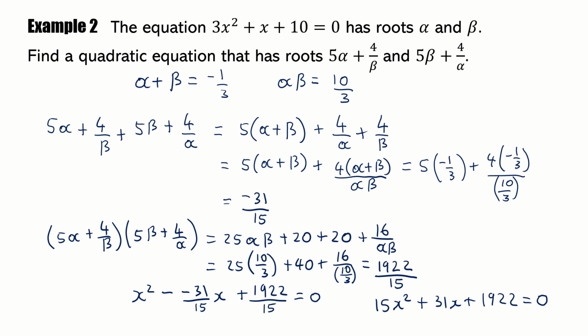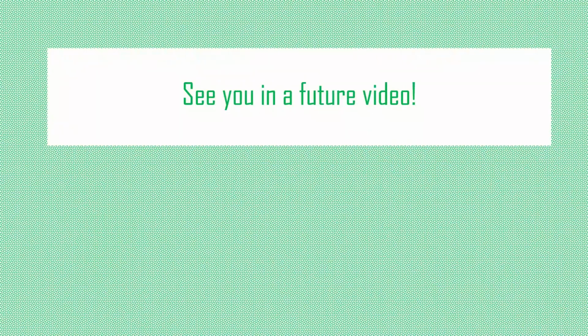Okay, as mentioned, there is an alternative way of doing these questions if the roots have just been transformed in a linear way. That means just multiplying the roots, or the old roots I should say, by a number and then adding or taking away a number from them. But that is something we'll cover in a future video, so look out for that.